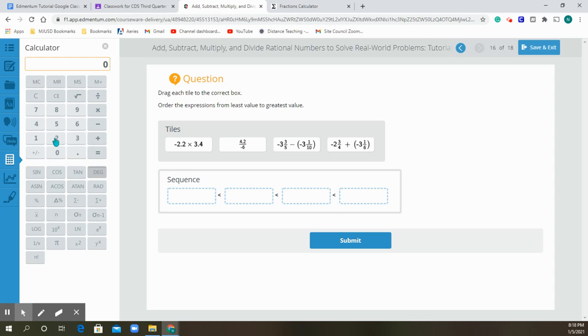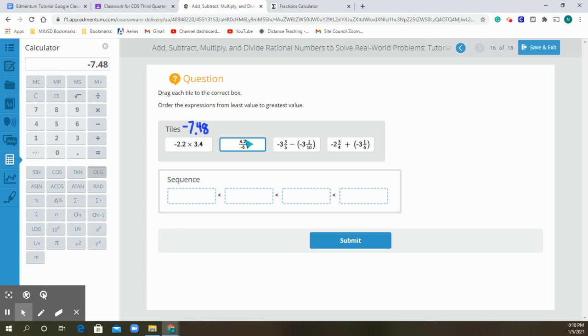So negative 2.2 multiplied by 3.4 equals negative 7.48. Negative 7.48. It's not easy for me to write like that. I also have sloppy handwriting, so that's that.